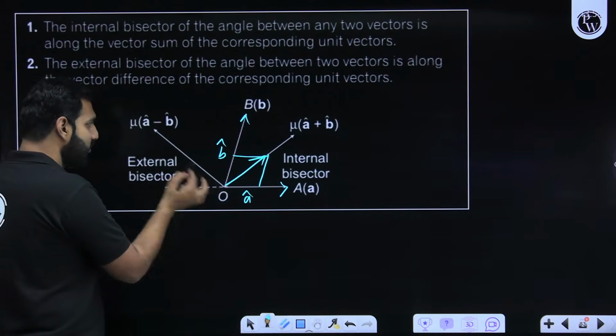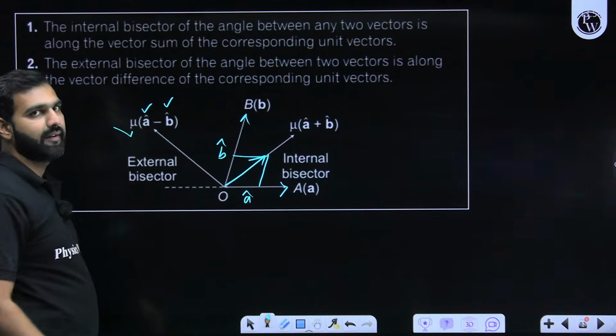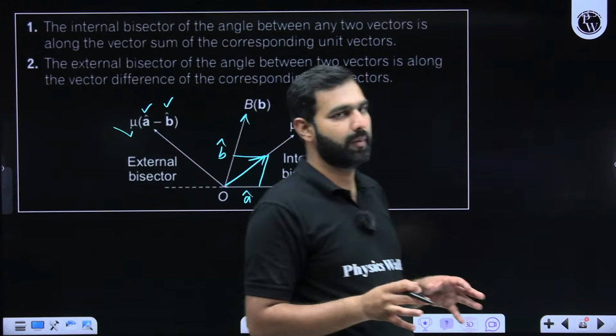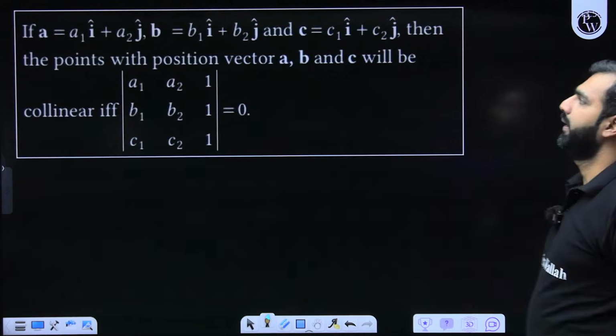So with that, this vector here will be any magnitude times A cap minus B cap. That will be the external angle bisector. Everyone, are you all there? Moving ahead with that, the next part.